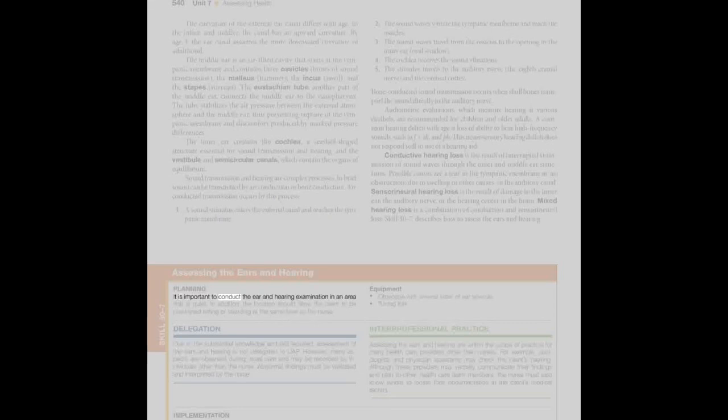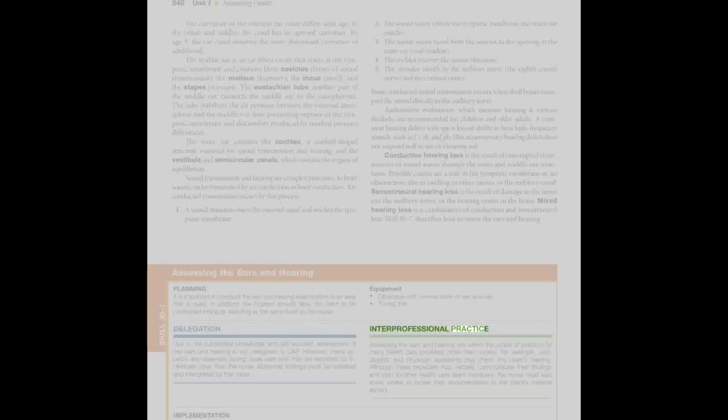Planning: it is important to conduct the ear and hearing examination in an area that is quiet. In addition, the location should allow the client to be positioned sitting or standing at the same level as the nurse. Delegation: due to the substantial knowledge and skill required, assessment of the ears and hearing is not delegated to UAP. However, many aspects are observed during usual care and may be recorded by individuals other than the nurse. Abnormal findings must be validated and interpreted by the nurse.